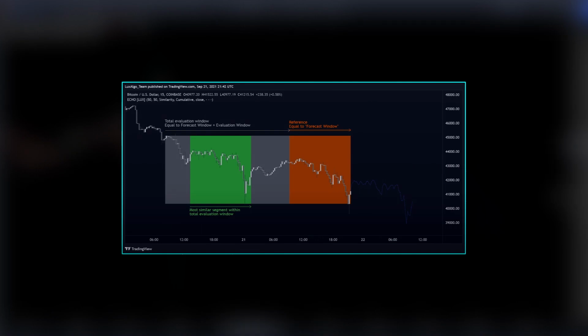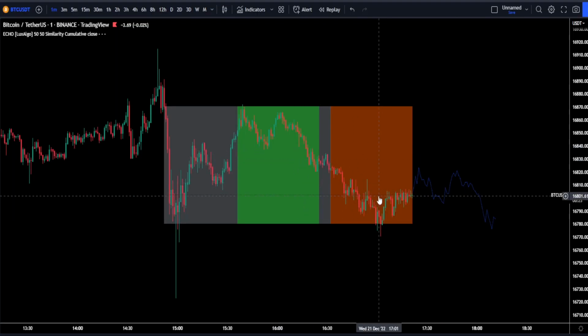As you can see here, the gray area is the total evaluation zone. Then the green area shows you the most similar part within the gray area when comparing it with the orange area. I hope you understand this indicator a little better.